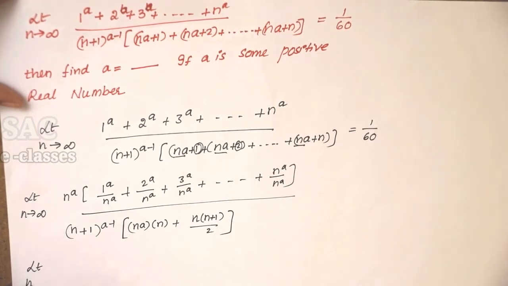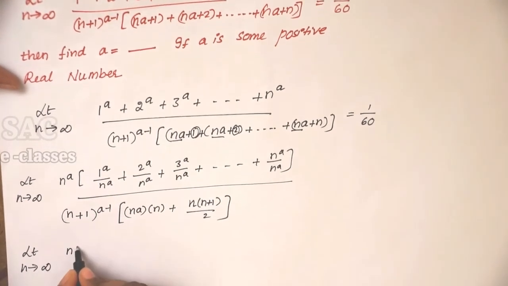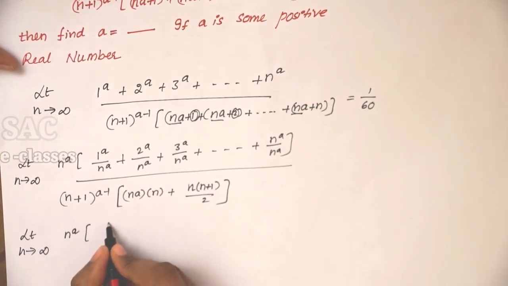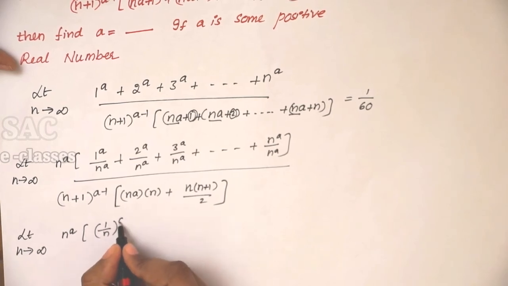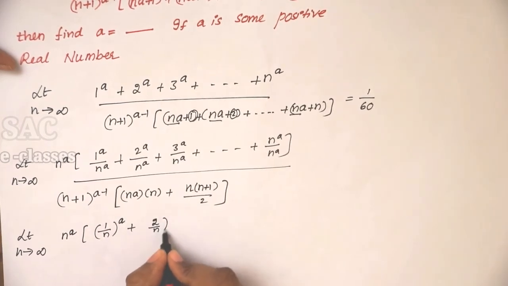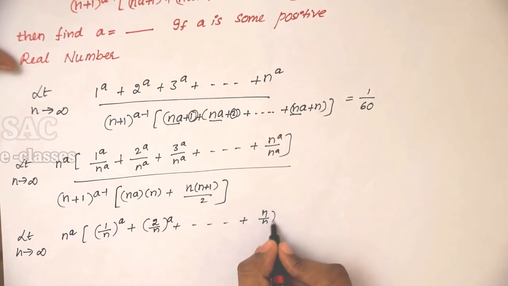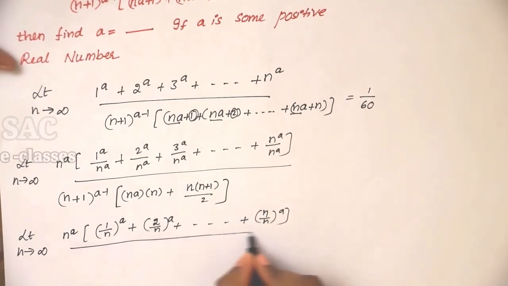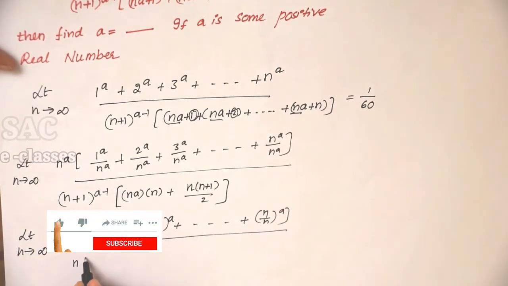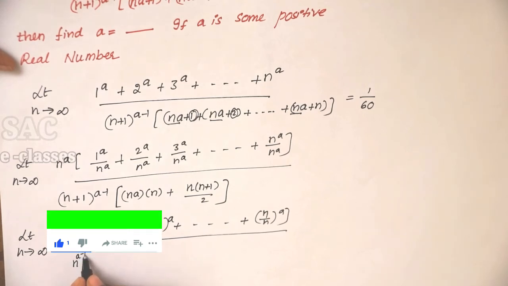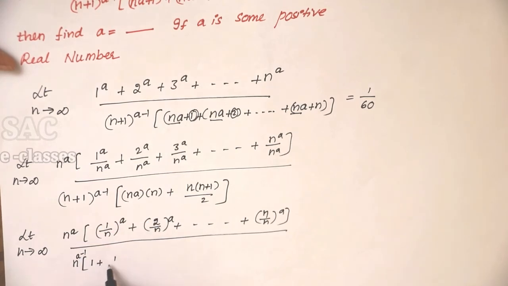So, limit n tends to infinity n power a into, can I write it as 1 by n whole power a? Yes, we can. 2 by n whole power a? Yes, we can write. And so on. N by n whole power a, obviously 1. Now n, take out n power a minus 1 is common from here, 1 plus 1 by n whole power a minus 1. So here I got n square a plus n square by 2 plus n by 2.